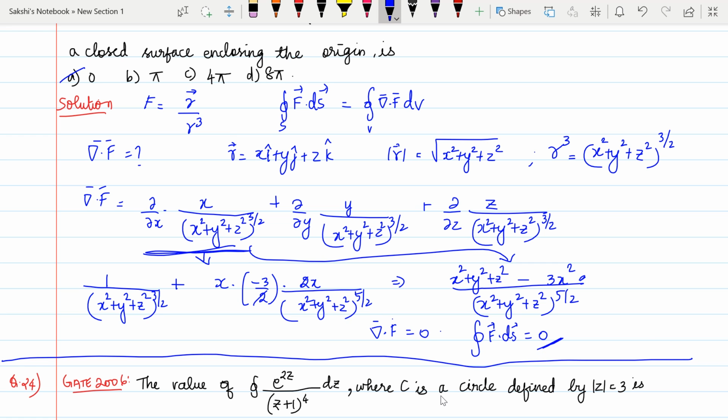So just solve for the second differentiation and the third differentiation and add those. Check if you get 0 or not. Let us see the next, 24th problem.